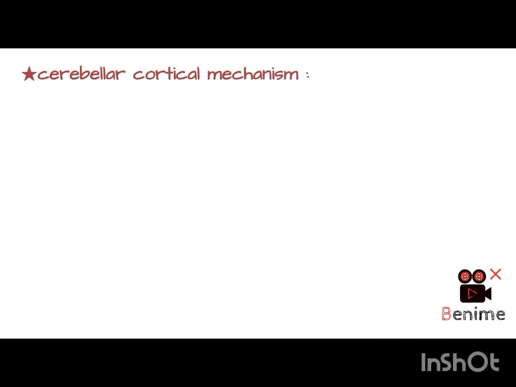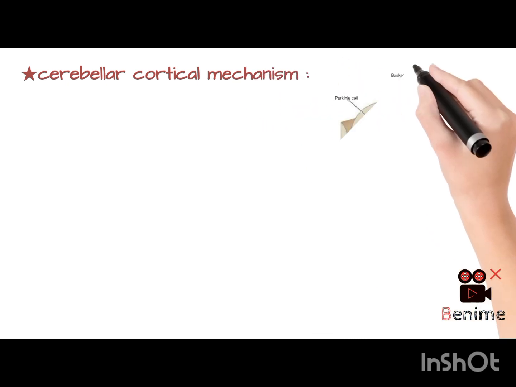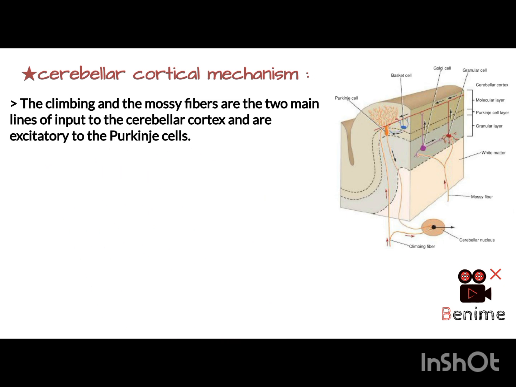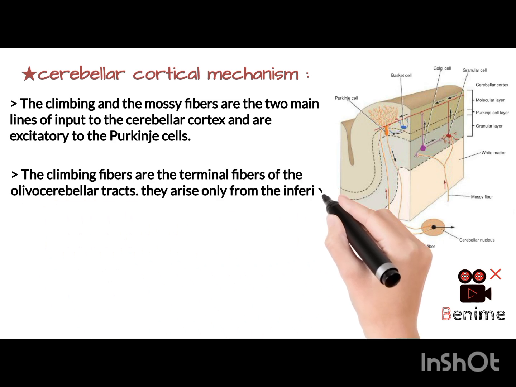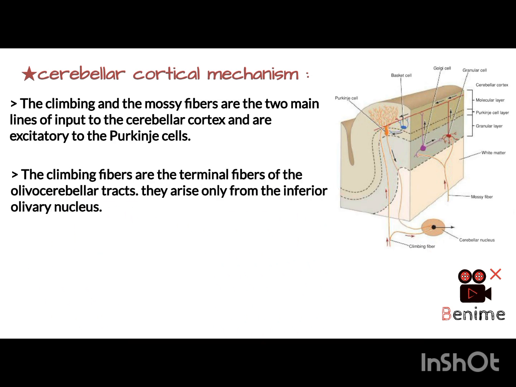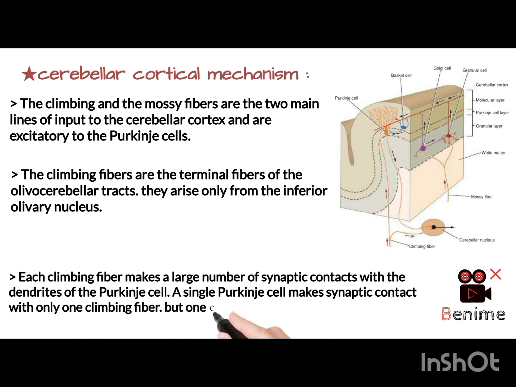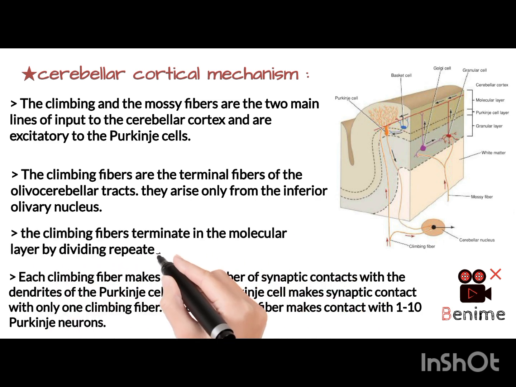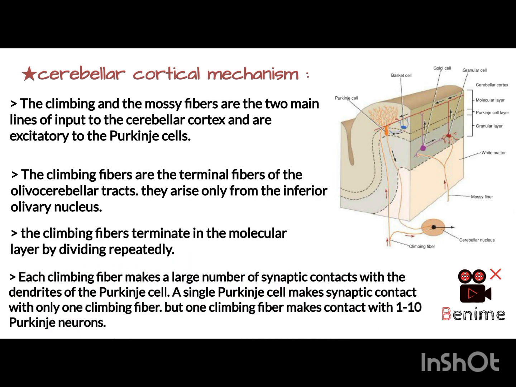Now the cerebellar cortical mechanism. The climbing and mossy fibers are the two main lines of input to the cerebellar cortex and are excitatory to the Purkinje cells. The climbing fibers are the terminal fibers of the olivocerebellar tract. They arise only from the inferior olivary nucleus. Each climbing fiber makes a large number of synaptic contacts with the dendrites of the Purkinje cell. A single Purkinje cell makes synaptic contact with only one climbing fiber, but one climbing fiber makes contact with 1 to 10 Purkinje neurons. The climbing fibers terminate in the molecular layer by dividing repeatedly.